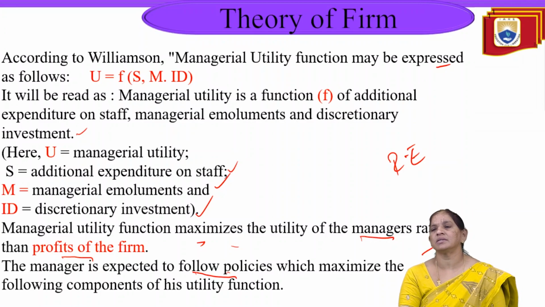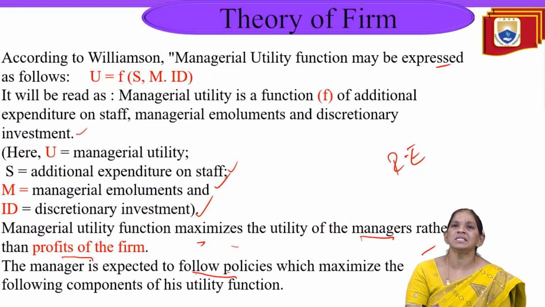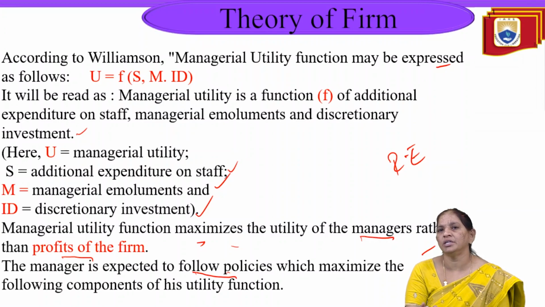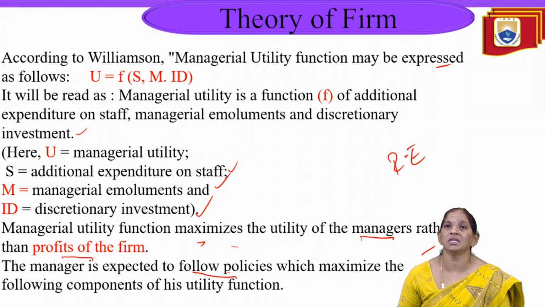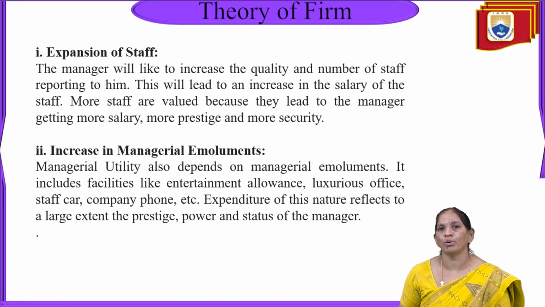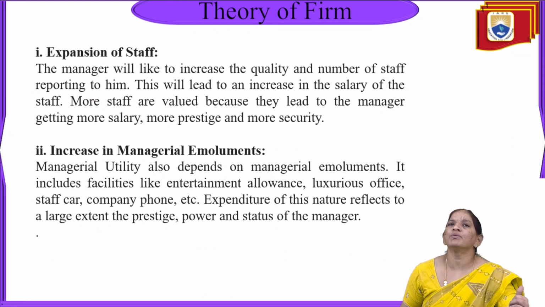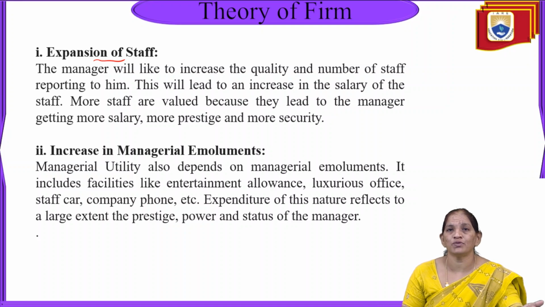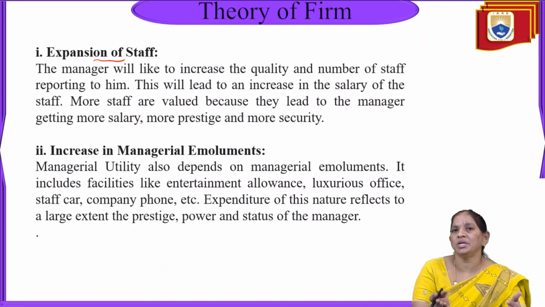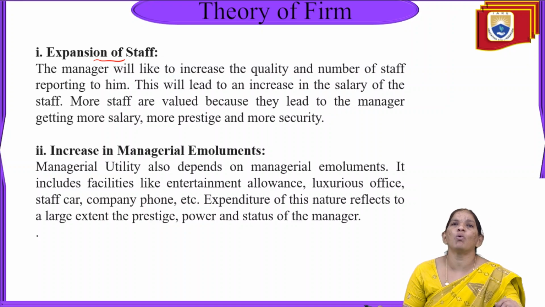So in Williamson's theory, what they want to say is that along with profit maximization, the internal satisfaction of the managerial people and the internal welfare of the workers and managers is also important, and their satisfaction will play a positive role in the organization, which indirectly increases the profits for the organization. He wants to say some important points, like expansion of the staff. When the managers want to increase the quality of the members they are reporting, the increase of salaries will be there. That's why they want some sort of security, prestige or some amount kept aside for increasing the salaries.